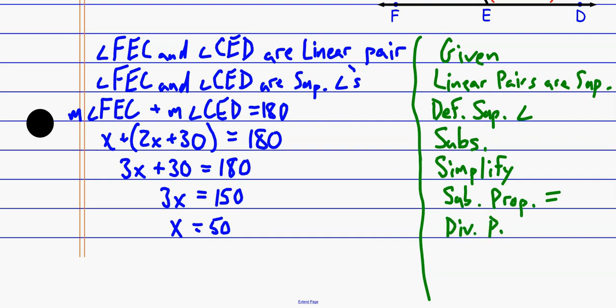Some books won't even list the subtraction property of equality as a thing, because it's covered by addition. Same thing with division, all right? And maybe for subtraction, I should have put a T in there as part of my abbreviation so it doesn't look like substitution, all right?